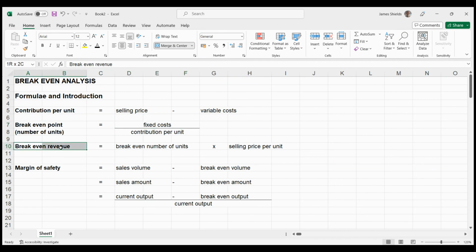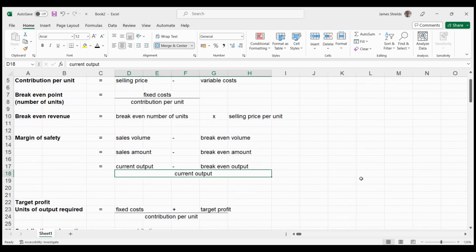Now your break-even revenue is the break-even number of units times the selling price per unit. Now margin of safety: that's your sales volume take away the break-even volume, which is the sales amount take away your break-even amount. That's equivalent to the current output take away your break-even output, over your current output. So that's your formula for margin of safety.